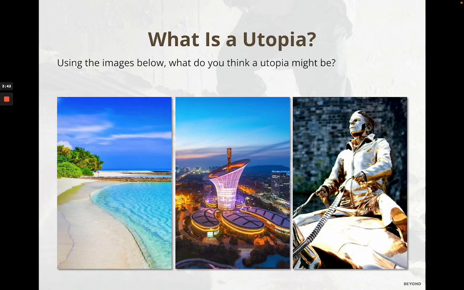All right, from here, again, we're taking a look at another set of images, and the big thing to consider is how they contrast with the last set of images, but these potentially depict a utopia. So using the images below, what do you think a utopia might be? Explain.